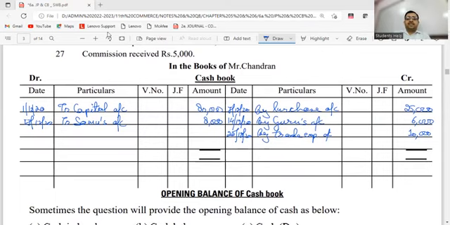Commission received, journal entry, children. In the commission account, what posting could we have done? By cash. In the cash account, to commission. Very good. Commission would suffice, no problem. Quickly complete this one, children, quickly.